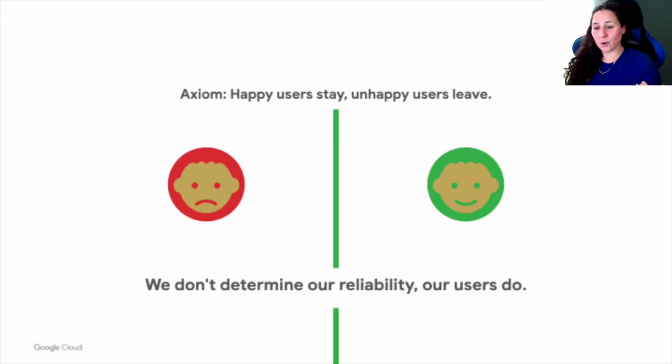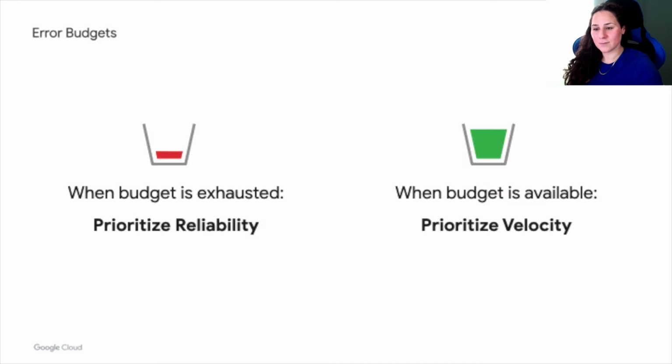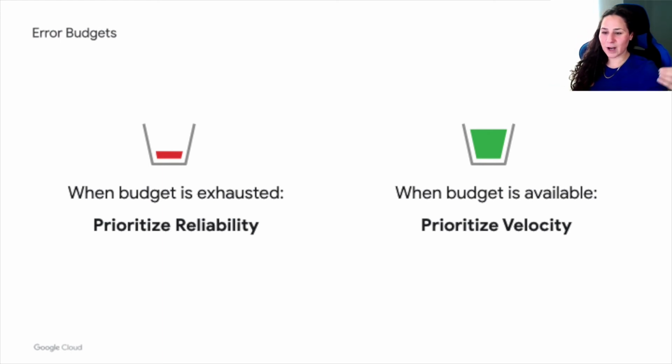I mentioned before we need to be reliable, but it doesn't mean 100% reliability, because 100% doesn't let us take risks. So what do we do instead? We assume some level of unreliability that our users are willing to tolerate. That amount of unreliability is our budget. Error budget creates a common incentive for business, operation, and development to balance velocity and reliability.